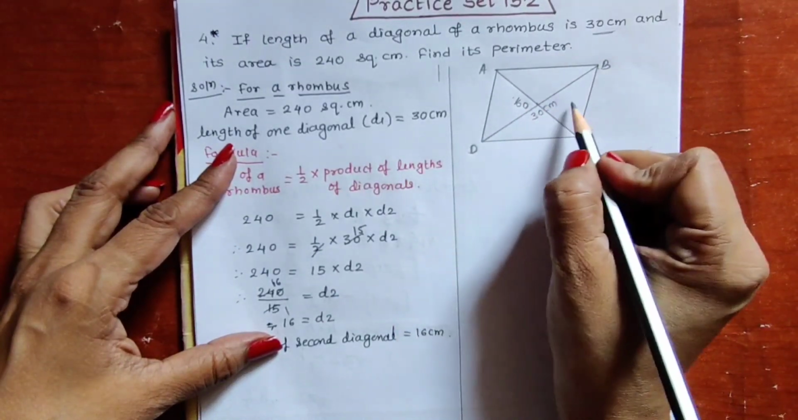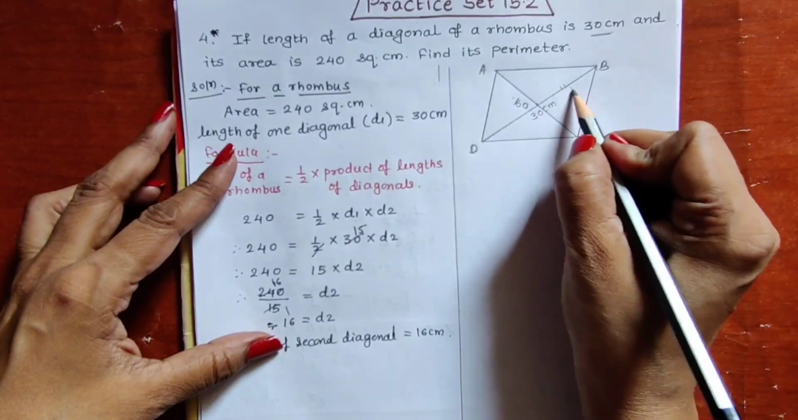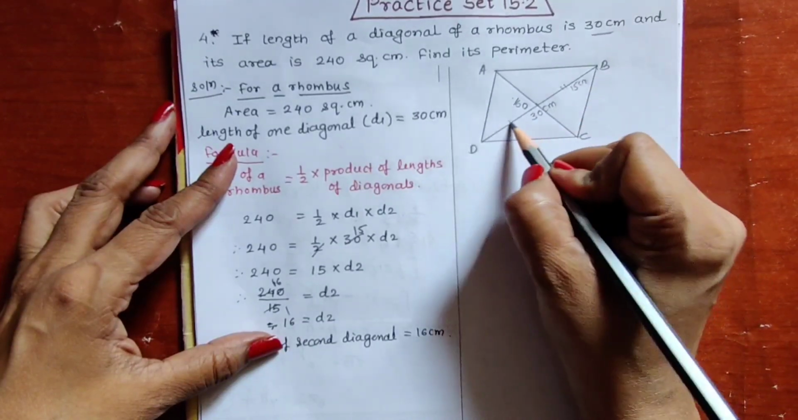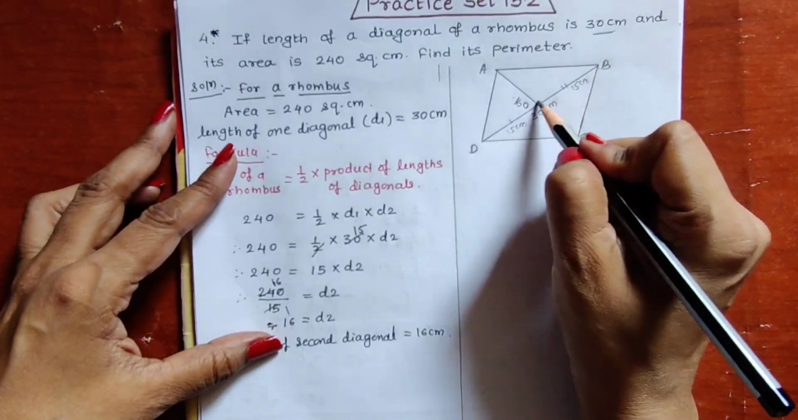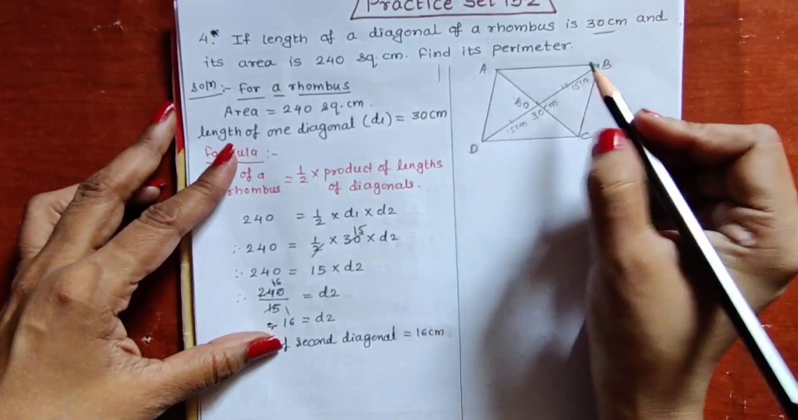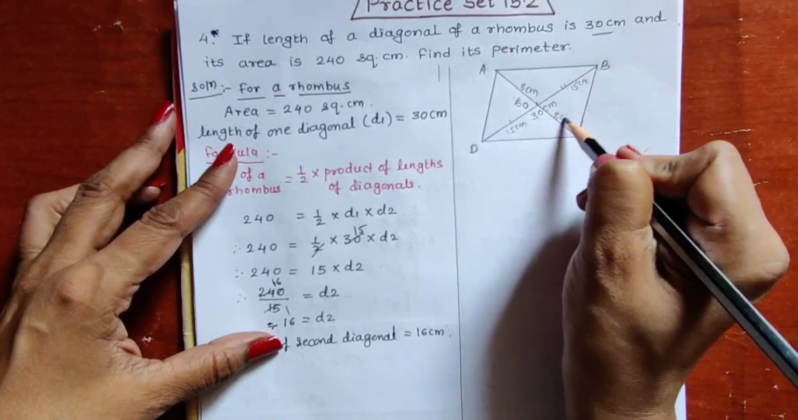We all know diagonals bisect each other. So DO and BO will be 15, 15. This will be 15 centimeter and this will also be 15 centimeter. 15 plus 15 will be 30. Similarly, AO will be 8 centimeter and CO will be 8 centimeter.